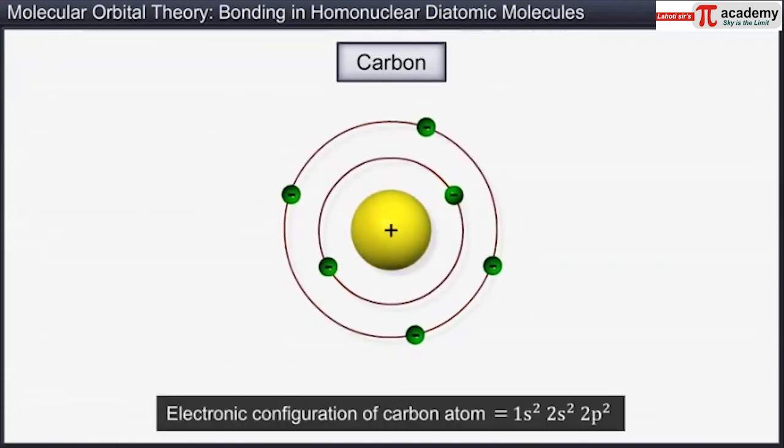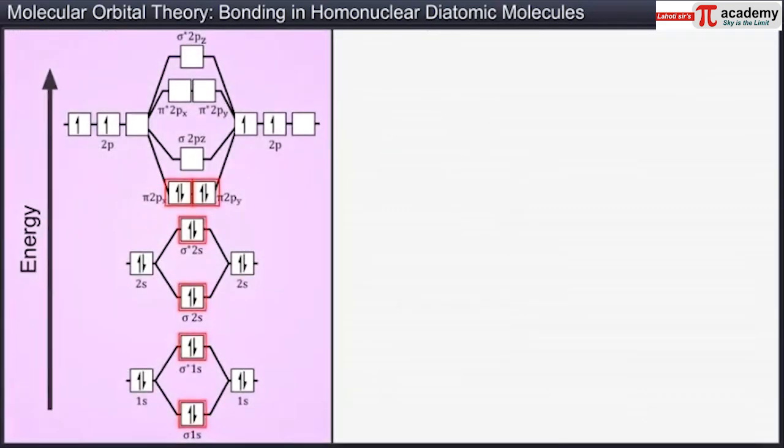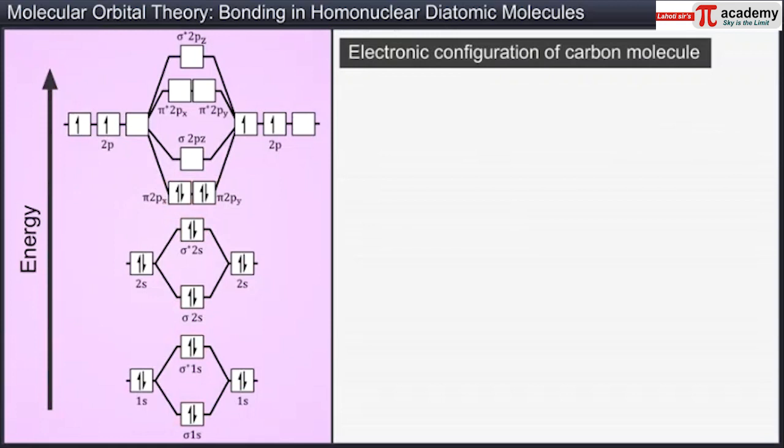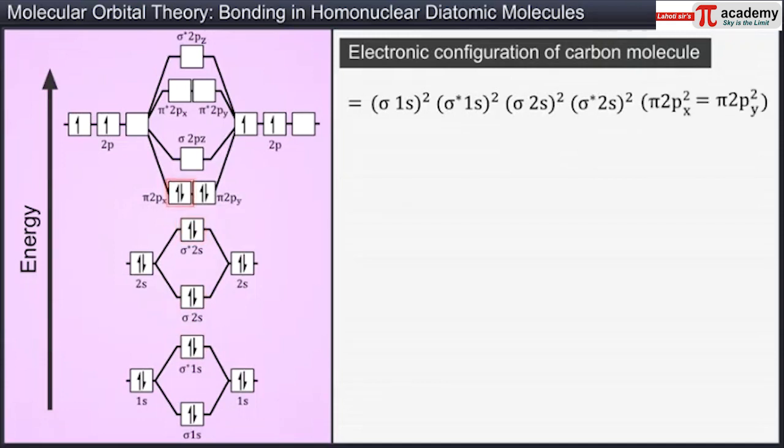An atom of carbon has an electronic configuration of 1s2, 2s2, 2p2, which makes a total of 12 electrons in a carbon molecule. The electronic configuration of a carbon molecule is sigma 1s2, sigma star 1s2, sigma 2s2, sigma star 2s2, pi 2px2, pi 2py2, which can also be written as KK sigma 2s2, sigma star 2s2, pi 2px2, pi 2py2.